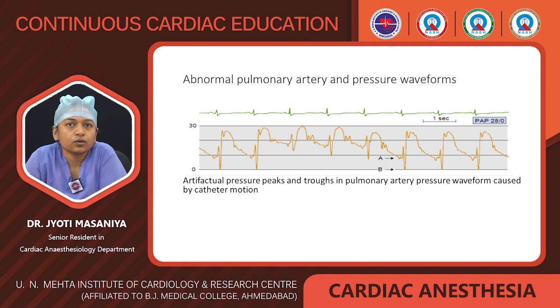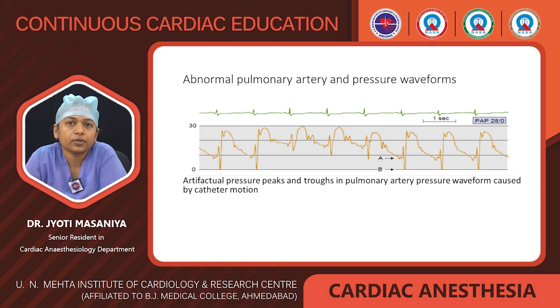If the PA catheter is long and passes through the cardiac chambers, it is prone to distortion from air bubbles and blood clots, as well as to motion artifact. The most common motion artifact is an artificial pressure peak that will lead to incorrect measurement of the pulmonary artery diastolic pressure. You can see here that the pulmonary artery diastolic pressure reads 0, while the correct pulmonary artery diastolic pressure is 8 to 10 millimeters of mercury.